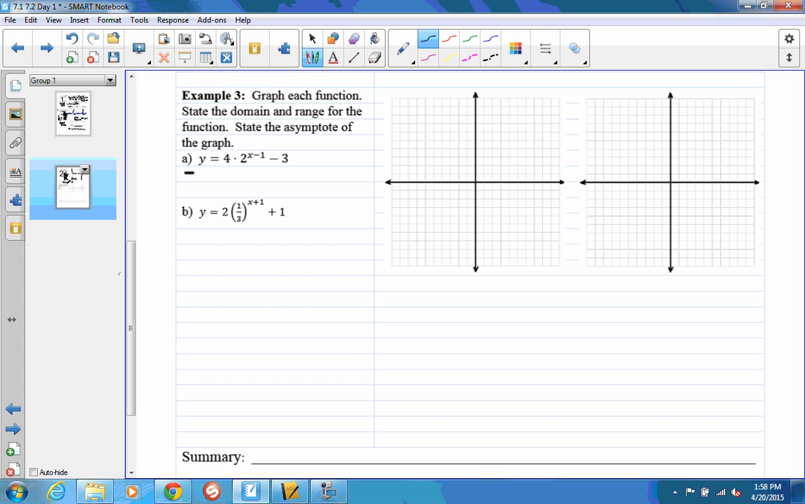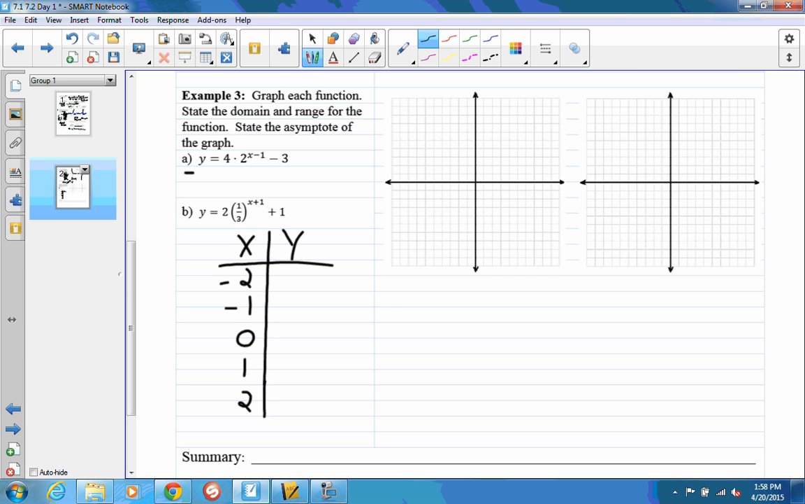Graph each function, state the domain and range, state the asymptote and graph. Let's go with A. Yeah, if you want to go ahead and work it out, that's fine. Alex, what's the first step, always, when I'm graphing? Yeah, get a little chart going. So x and y, -2, -1, 0, 1, and 2.